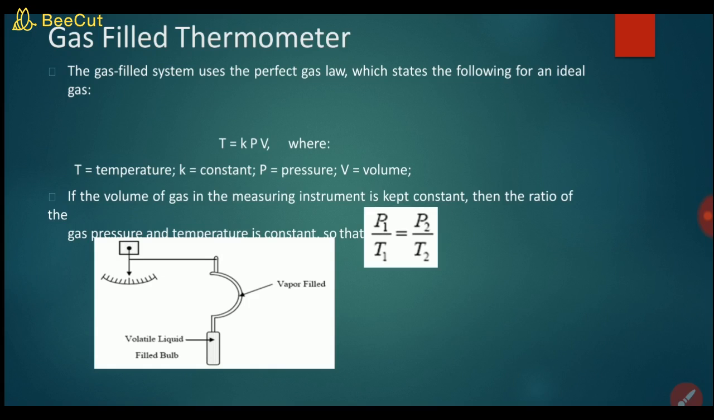Okay, so this is the Bourdon tube, it is a vapor filled and volatile liquid filled bulb, and it is attached to the indicator. So whenever there is a change in the vapor filled Bourdon tube, there is a slight increment in the indicator, which ultimately helps us to measure the reading.